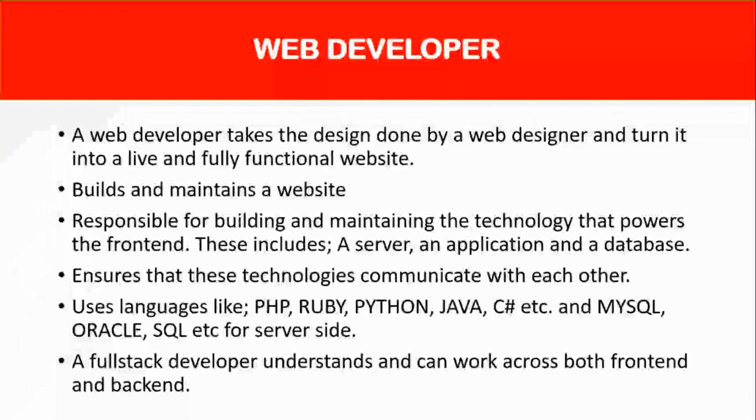Now, when we talk about the technology that powers the front end, we talk about the server. The server is a computer system where the website sits. The web developer might not fully be the one in charge of the server, but he makes sure that whatever technology is running on that server meets the requirements of the website he or she is running. We also have an application. An application is what you could call the back end aspect of your website, the scripts that run your website. Those are the technologies that also power the front end.